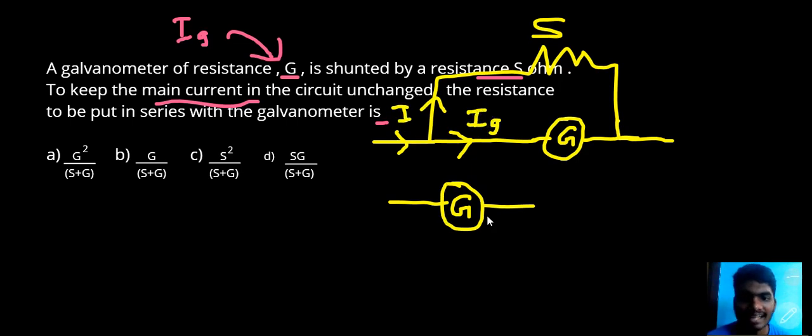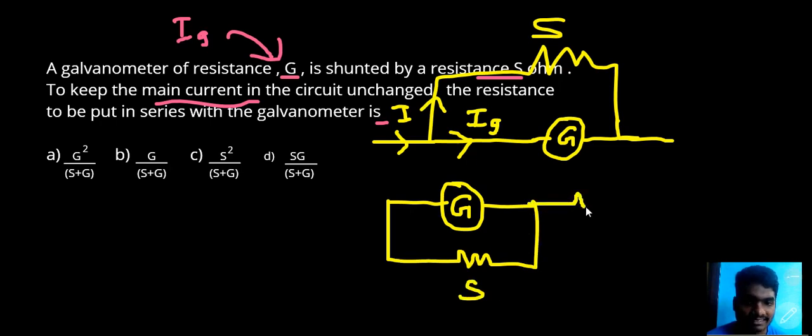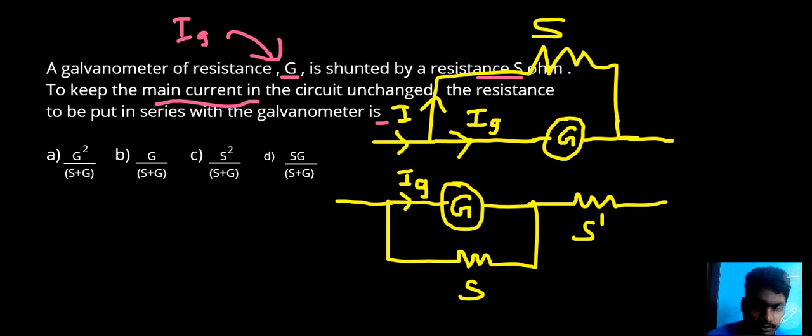In order to balance it, we are going to add another resistance here. The shunt resistance is there, and we add another resistance, which I will take as S dash, so that the current received by this galvanometer is going to be Ig, the same as before.